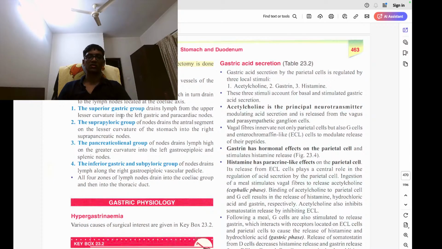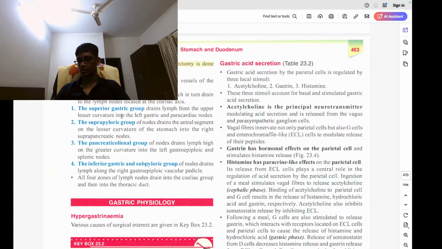Yes, okay. Then the extrinsic network: extrinsic lymphatic vessels of the stomach follow the gastric veins. So they drain to the perigastric lymph nodes, which drain into the lymph nodes located at the celiac axis. Then the superior gastric group drains lymph from the upper lesser curvature into the gastric and paracardial nodes.